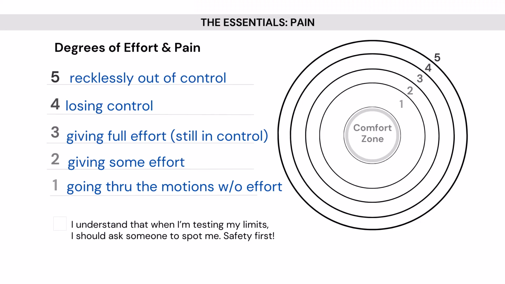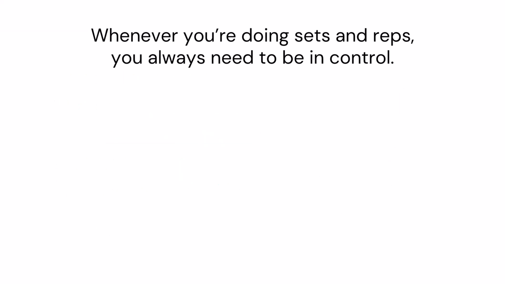It's not good for you to jump from one set directly into a second set and third and fourth, because it can lead you to exhaust yourself and then you lose control. And if you remember the degrees of effort and pain, that's how you start sliding down the slippery slope of injury into the fourth and fifth degrees. Whenever you're doing sets and reps, you always need to be in control. It matters not just for someone who's getting back into fitness and exercising after a long absence, but also for someone who's advanced and lifting heavier and heavier weights.